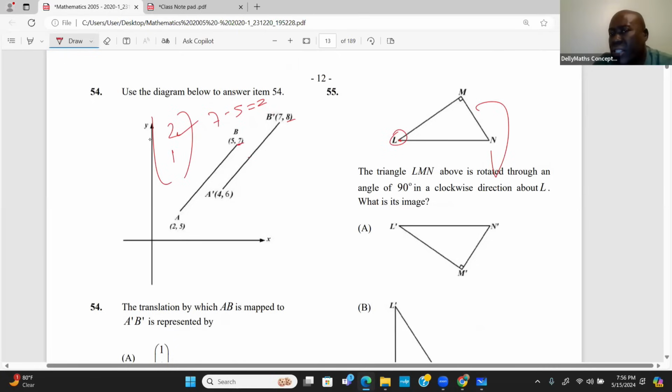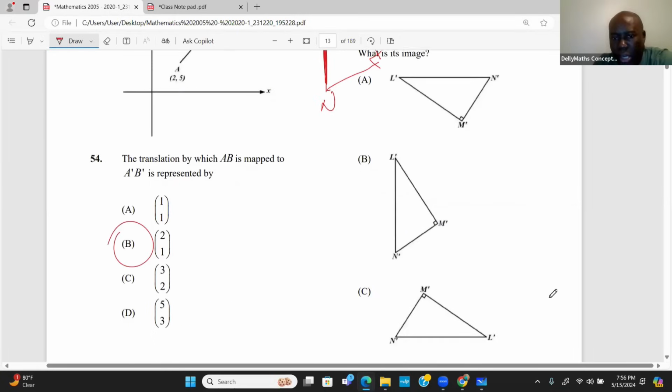So 90 degrees would have meant that this line becomes vertical. So all I'm looking for is a vertical diagram that looks like this, where N is going to be here, L is going to be here, and the other part would be somewhere out here like this. But L has to be here and N has to be here, and it has to sit like this. All right, so I have to look out for that.